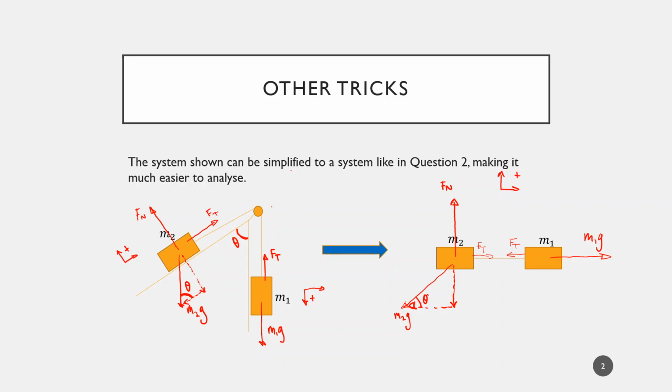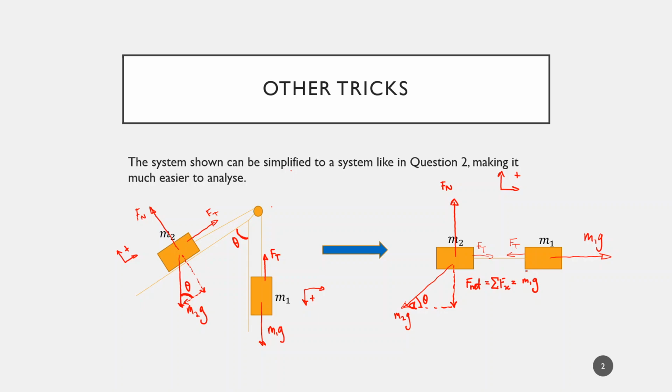Now we know that these two objects are accelerating towards the right, so we can actually write a net force equation for this system. So we can say that the net force is equal to the sum of the forces in the horizontal direction, which in this case are equal to, all right, what's pointing in the positive direction? We've got M1G. We can ignore the tensions, they're going to cancel each other out.